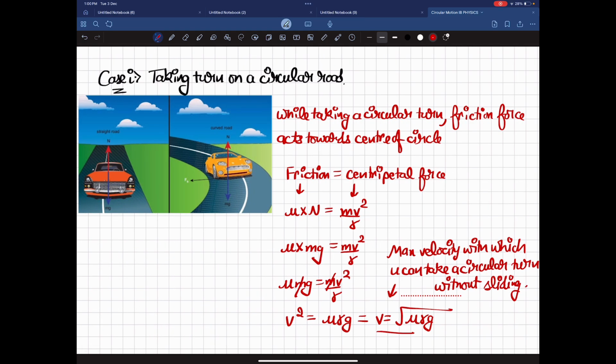Like if you see this example, you're taking a turn on a circular road, so the friction is now acting as centripetal force. If friction would not be there, your car would slip away out of the circle. So what is preventing it? Friction is preventing sliding. Means friction should be towards the center of the circle.